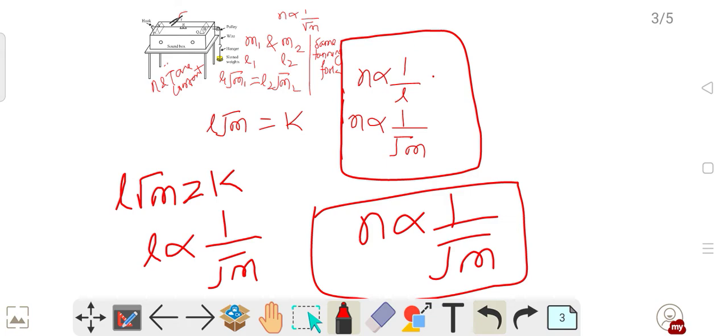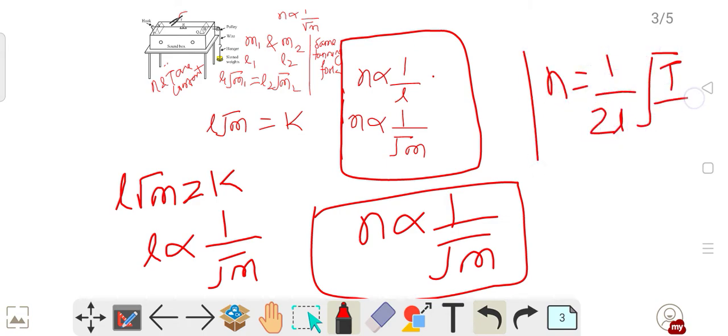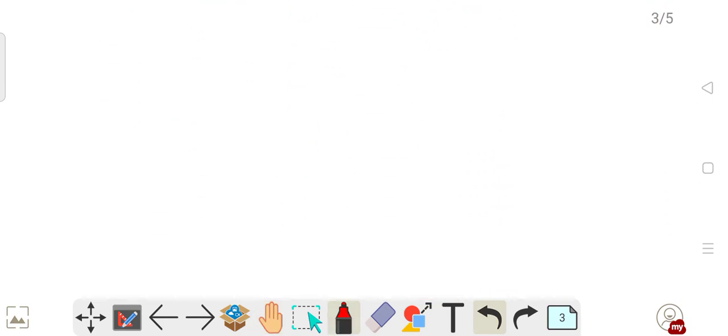Okay, now this is clear. So if T and L are constant, the third law says that n is directly proportional to 1 upon root m. So on combining this, we arrived at this formula: n equals 1 upon 2L root T upon m. Okay, this was the formula for sonometer. Now there is one more thing that can also be seen here. Let us do this here only.